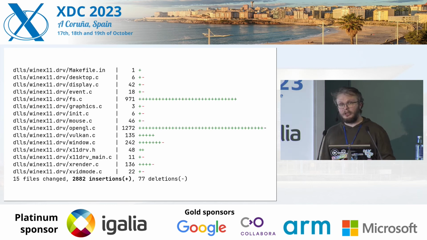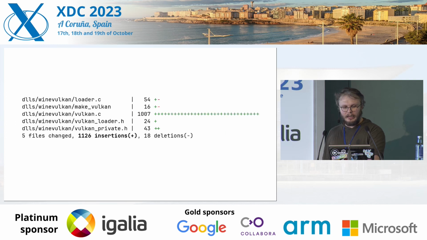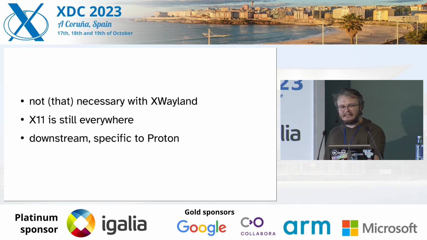It's quite large, 2,800 lines in just the Wine X11 driver, and 1,100 lines in the Vulkan loader. It's kind of a nice thing, but it's not really necessary with XWayland. And also X11 is still everywhere. Hello, NVIDIA users. And it's downstream specific to Proton, so that's something that just we spare users of that.